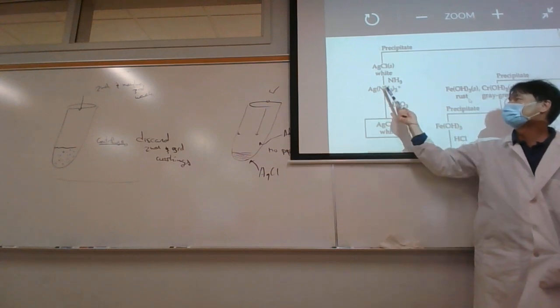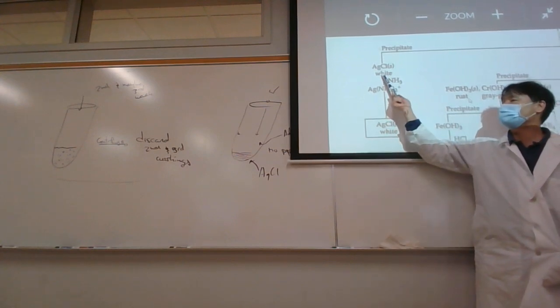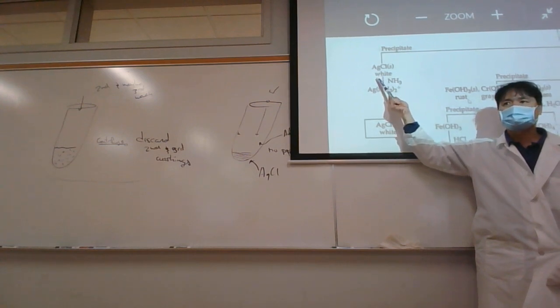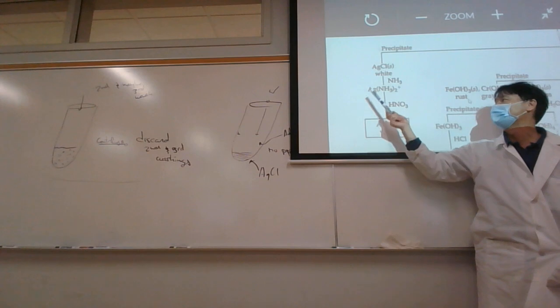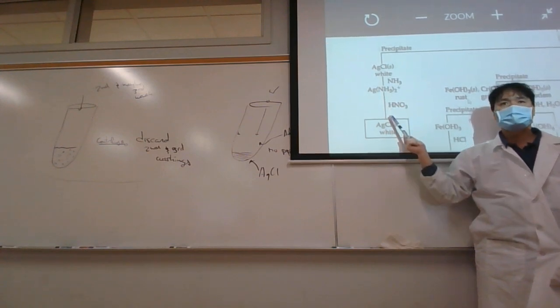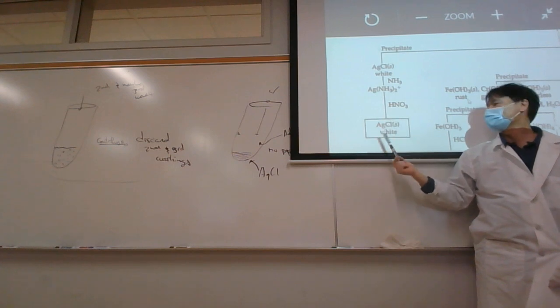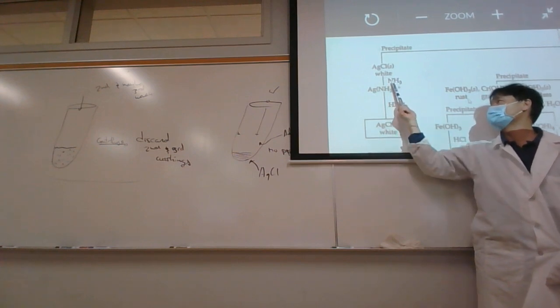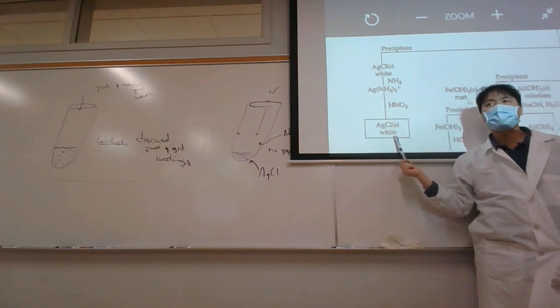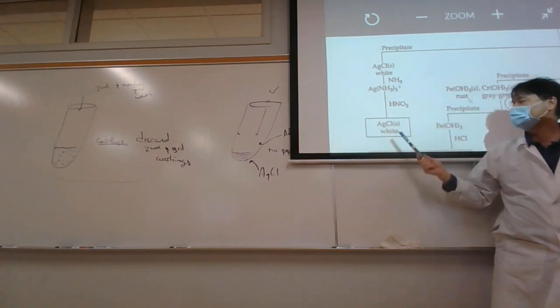So this is what we call a confirmatory test. Just because we have a white precipitate here doesn't mean it's definitely silver. It could be other white precipitates that precipitate out with chloride. And so we do this confirmatory test, and only silver does this. So if we end up with a white precipitate dissolved in ammonia, reprecipitated out with nitric acid, then we're positive we have silver.